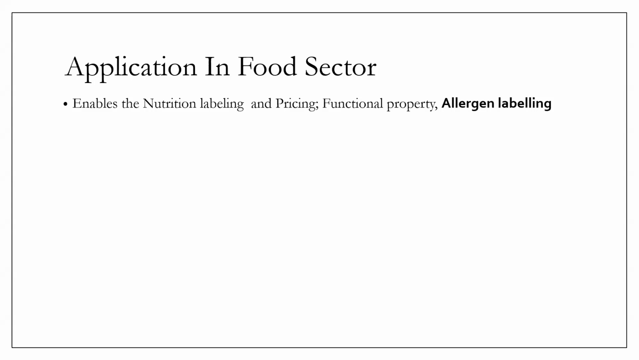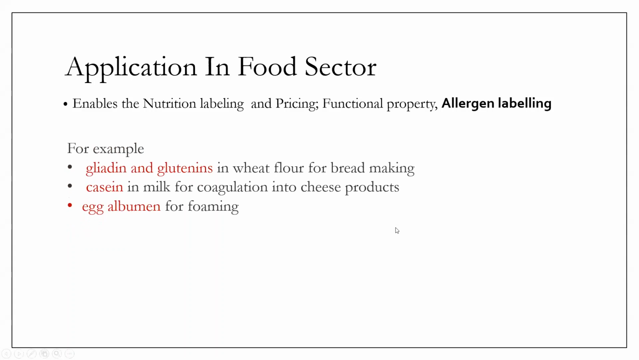Similarly, phenylketonuria is a disease in which people are recommended to take a lesser amount of protein. In that case also, protein labeling plays a very important role. For example, gliadin and glutenin are very much required in wheat flour for bread making.